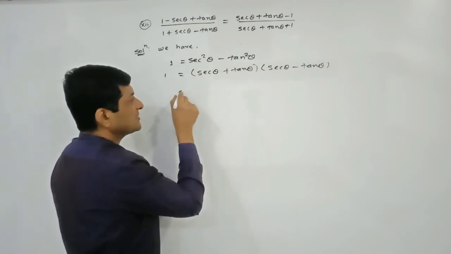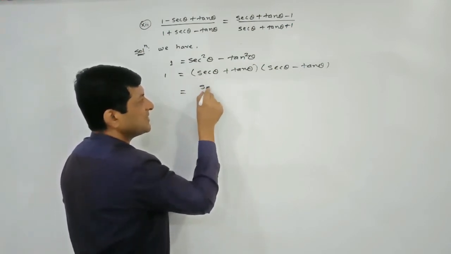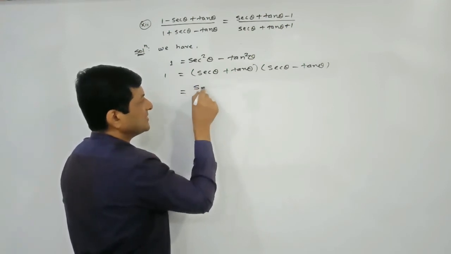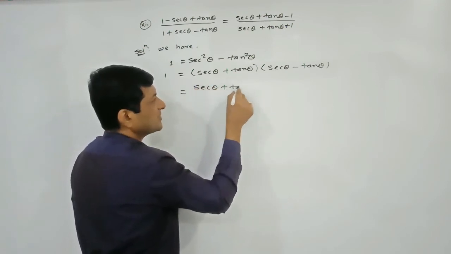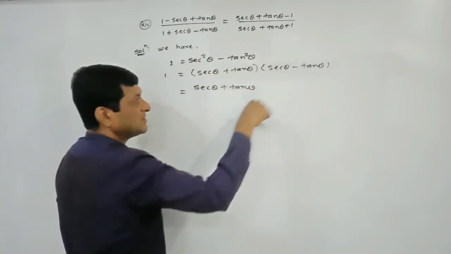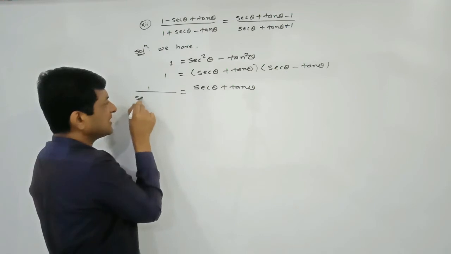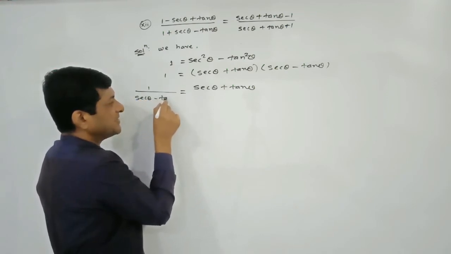So we are not disturbing this sec theta plus tan theta. Keep this sec theta plus tan theta as it is. Just shift this term to this side. So 1 upon what result will we get here? Sec theta minus tan theta, isn't it?